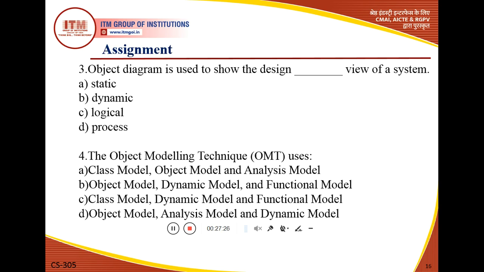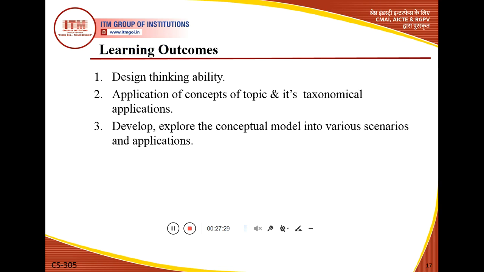Now the next slide represents the learning outcomes. So what do we mean by learning outcomes? The first one is design thinking ability. The second outcome of today's lecture is application of the concept of the topic and its taxonomical applications. The third outcome: with the help of the object model we will develop and explore the conceptual model in various scenarios and applications.